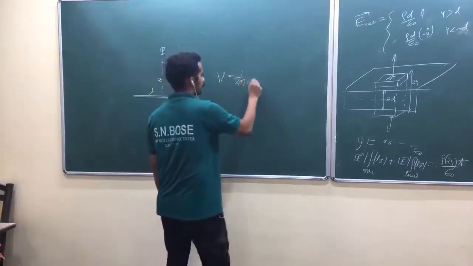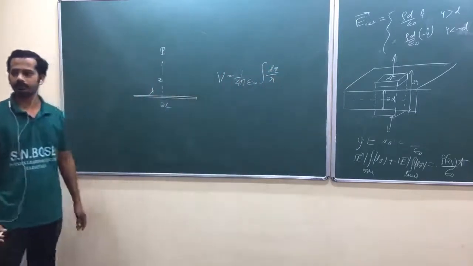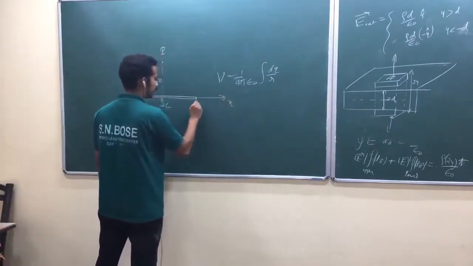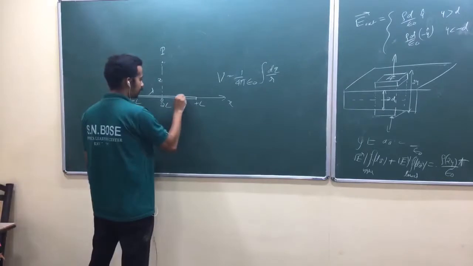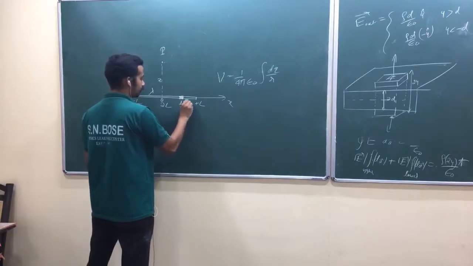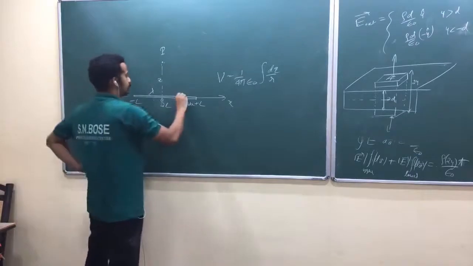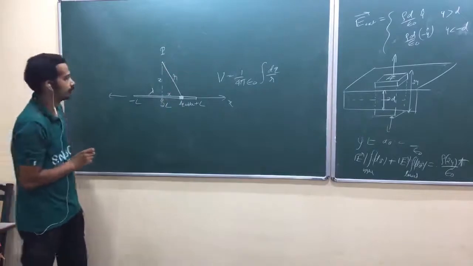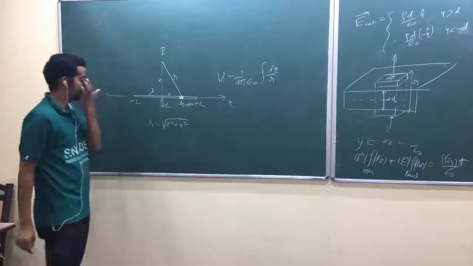1 by 4 pi epsilon naught integral of dq by r. That's it. Scalar integration. You don't have to take any component, anything. Is that okay? Quickly, let me choose this one as origin, this one as x-axis, this is plus L, this is minus L. Am I right? So now let me take one small region here which contains charge dq, that's equal to lambda into dx. Can I write like this? Dx, because I have taken x-axis. It is at a distance x from the origin. Is that okay? Now what is r? Root of z square plus x square.